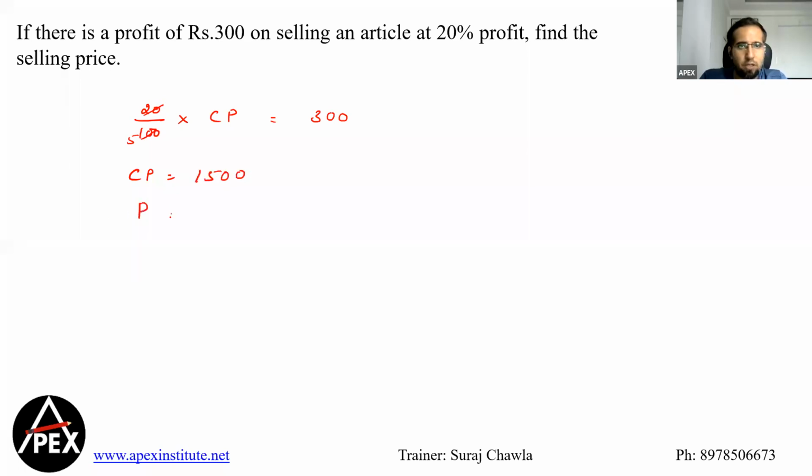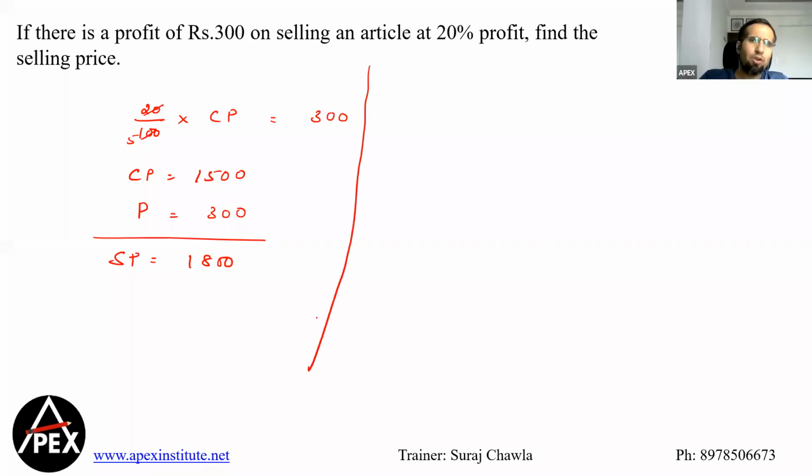The question is saying there is a profit of 300. So therefore, my selling price is equal to 1800. This is one method, guys. Now tell me one thing, guys. Has the question asked you cost price? The question has not asked us cost price, but we wasted our time in calculating cost price here.